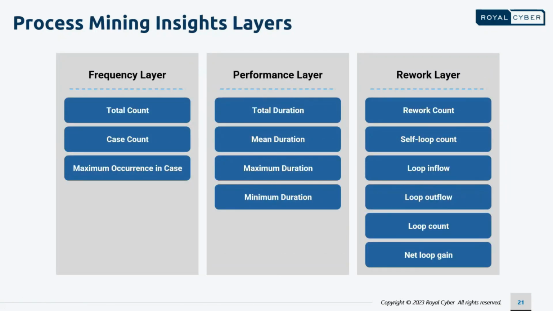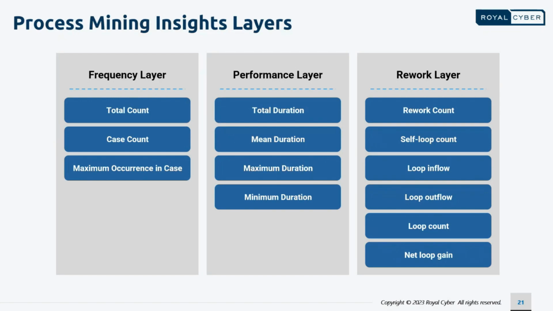Now, process mining insight layers. As Asfand already showed you in the process map, we have three insight layers that help us identify opportunities and bottlenecks in our process. The first one is the frequency layer. In the frequency layer, we have total count, which is the total frequency of an activity captured in the data.